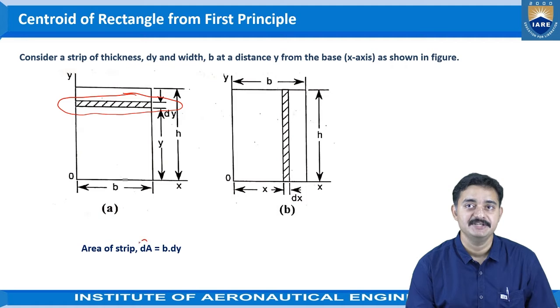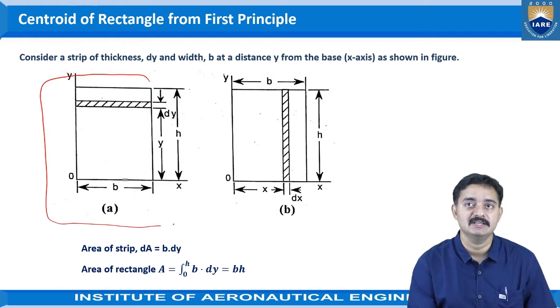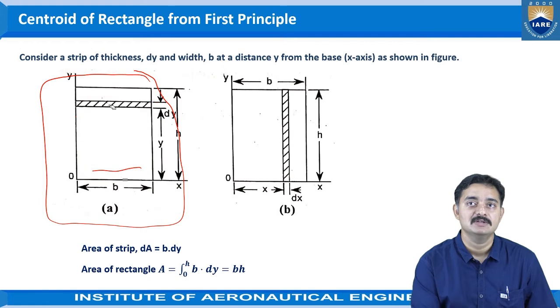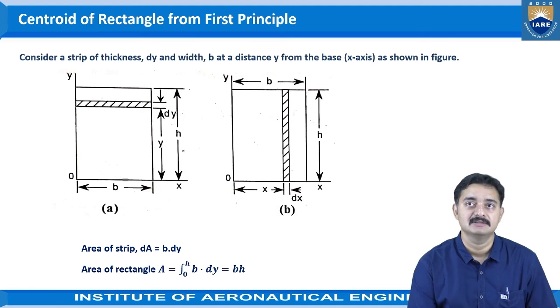The area of this particular strip can be written as dA. This strip is also a small rectangle, right? The rectangle has a height of dy and a width of b. So the area would be b into dy, that is length into breadth of the rectangle. For the total area of the rectangle, we will divide the rectangle into a number of strips and summate all of them, so that we identify the total area of the given lamina.